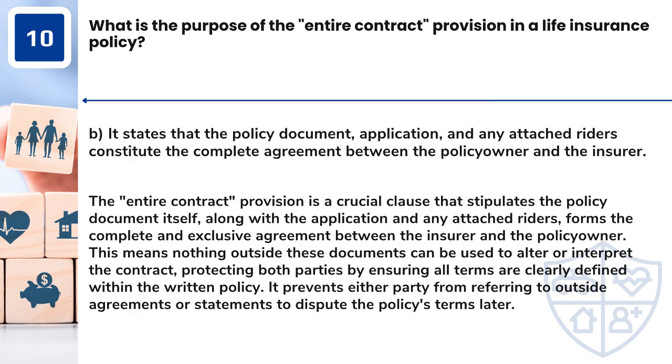Answer: B. It states that the policy document, application, and any attached riders constitute the complete agreement between the policy owner and the insurer. The entire contract provision is a crucial clause that stipulates the policy document itself, along with the application and any attached riders, forms the complete and exclusive agreement between the insurer and the policy owner. This means nothing outside these documents can be used to alter or interpret the contract, protecting both parties by ensuring all terms are clearly defined within the written policy. It prevents either party from referring to outside agreements or statements to dispute the policy's terms later.